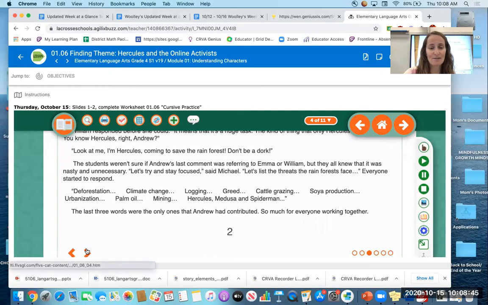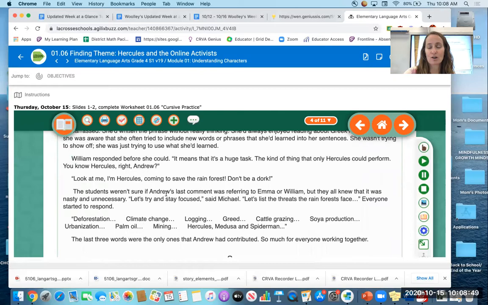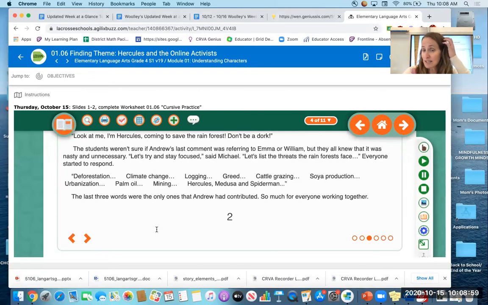So stop and think for a minute. When I think about what all the characters are doing, and the words they're saying and the actions, it seems to me like Andrew is the one that is not staying focused and is not really doing what he needs to be doing. So that's what I was thinking in my head.